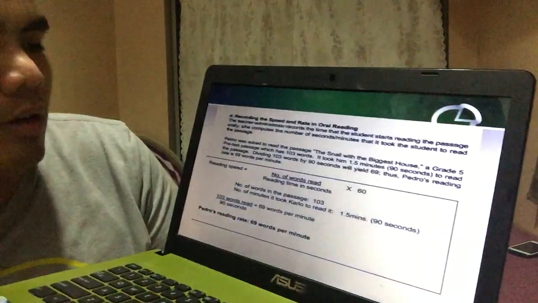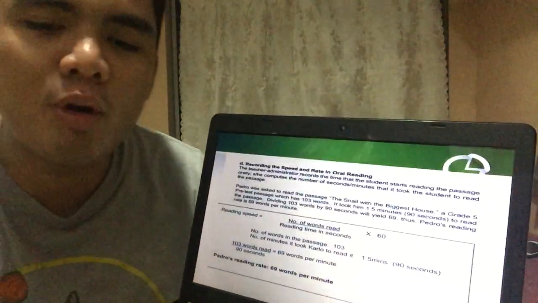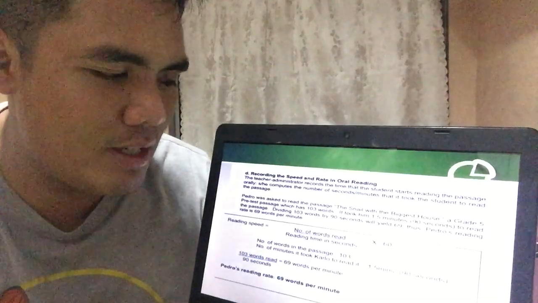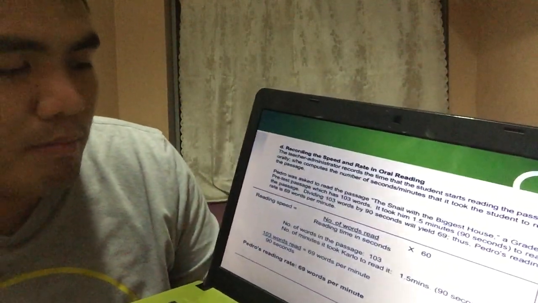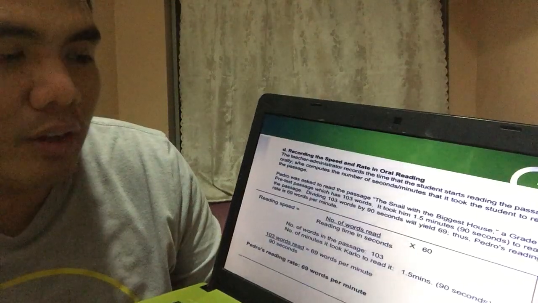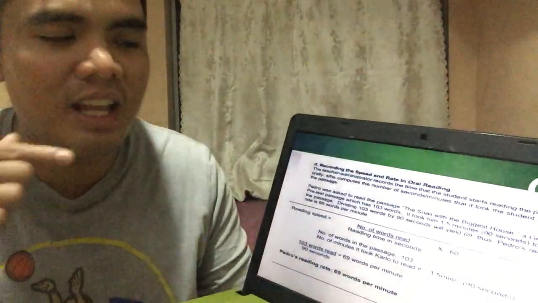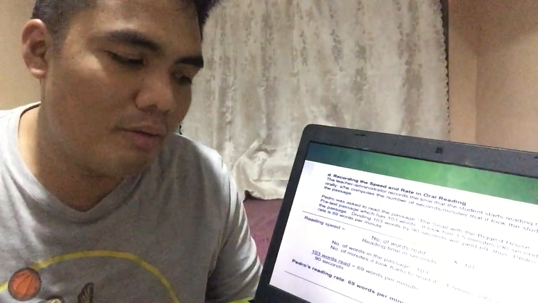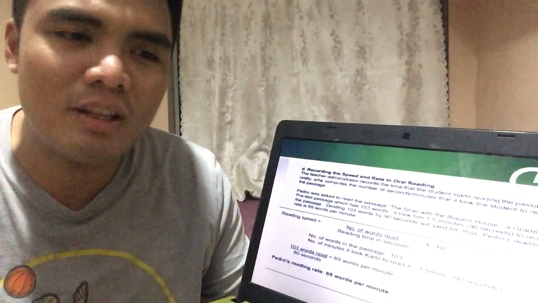Recording the speed and rate in oral reading: you have the record as well. Number of words read over time, per minute. In 60 seconds, you have to determine that. For example, there are 103 words in the passage, and it took him 1.5 minutes to read everything. Now you have to determine that Pedro's reading rate is only 69 words per minute.